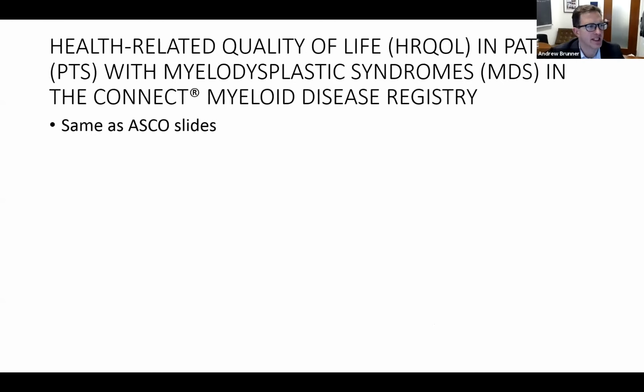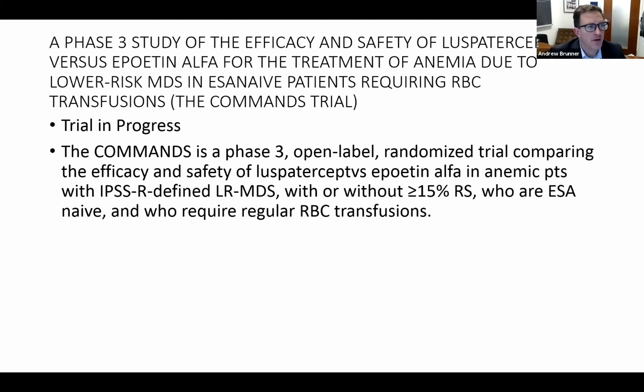Another study that was presented at ASCO as well. There was a study in progress looking at a drug that's been approved, luspatercept, comparing it to epoetin alpha in the front line. So we know that once you've progressed, luspatercept is an option for patients who have lower risk MDS. This is a trial in progress trying to say, all right, does the sequence matter? Should we be giving luspatercept first and then doing ESA?